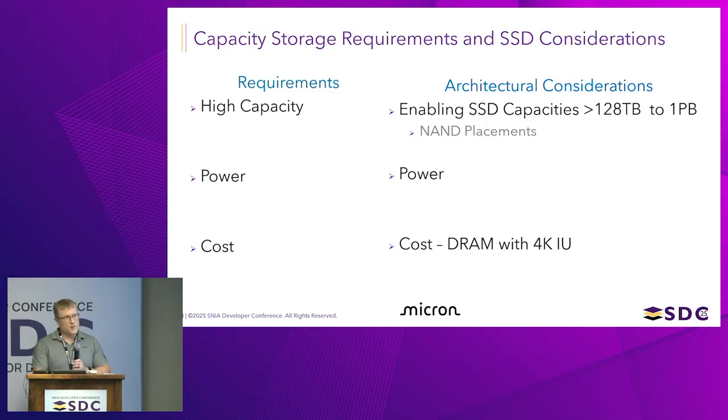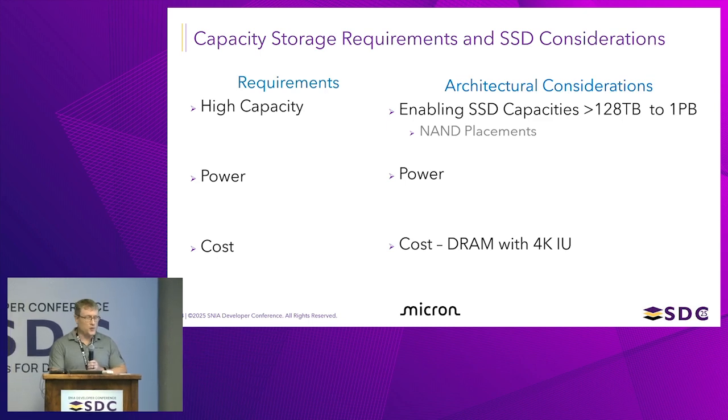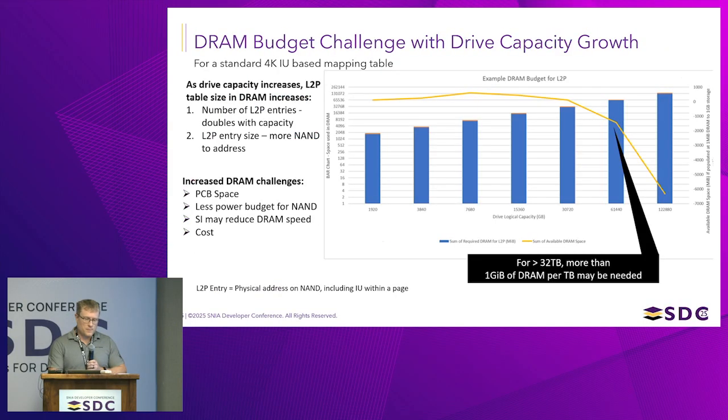NAND placements become a big issue. We'll talk about that a little bit. Obviously, power and the cost. Now, I'm going to focus a lot on the IU size and what that means to SSD design and how it's used with the host. So we have a DRAM budget challenge. Typically, 4K IU has been used. 16K is now in play in the industry, and it's getting more acceptance. It creates a challenge for us.